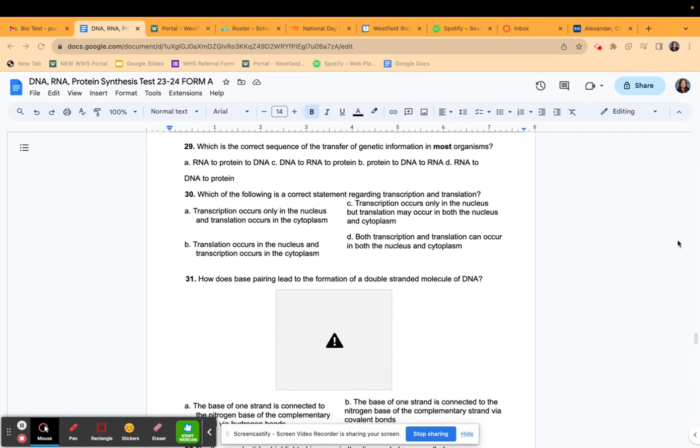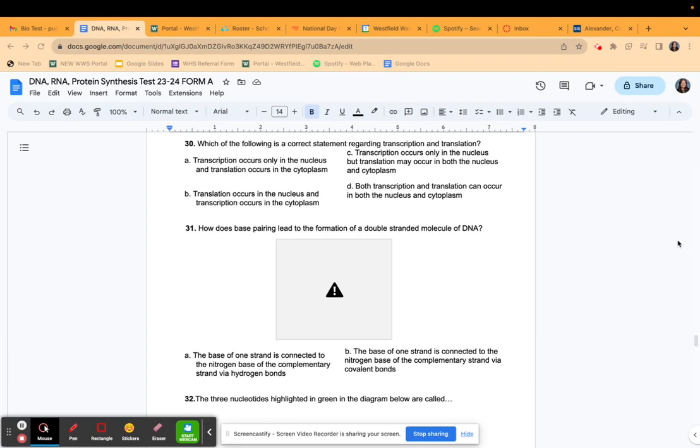29. Which is the correct sequence of the transfer of genetic information in most organisms? A, RNA to protein to DNA. B, protein to DNA to RNA. C, DNA to RNA to protein. D, RNA to DNA to protein.